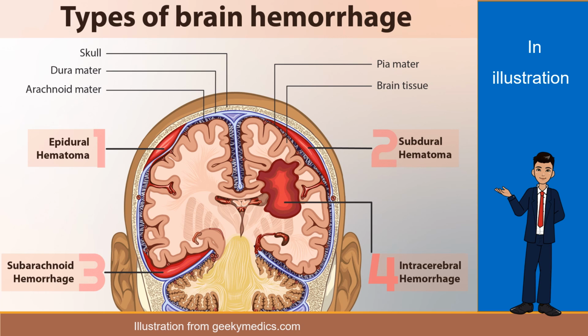On the left lower corner, number 3, subarachnoid bleed is usually caused by trauma or aneurysm rupture. And number 4 is an intracerebral hemorrhage. It can be caused by amyloid angiopathy or hypertension.